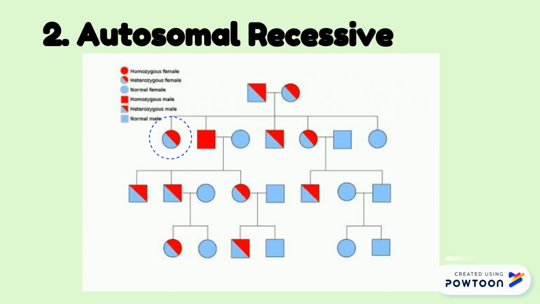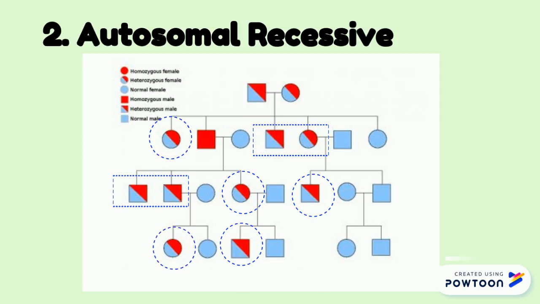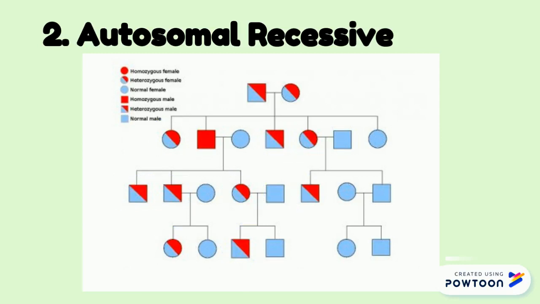This will make the child a carrier, but the child will not have the disease. The last 25% is the child being born with two abnormal genes from both parents, and this will put the child at risk for developing the disease that the parents are the carrier of.